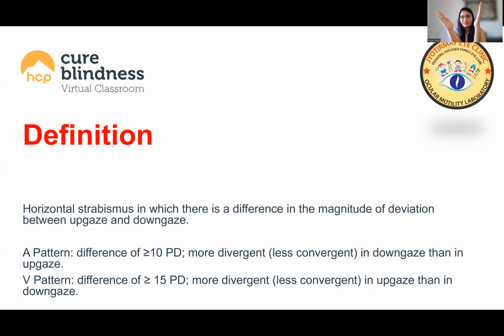So, with V pattern, we are seeing that there is more exotropia on the top or less esotropia on the top. And in A pattern, we are seeing that there is more esotropia on the top or less exotropia on the top. Correct? This is the primary understanding. Why is V pattern given 15 prism diopters in the definition? Because there is a normal convergence which is more inner, which is what we're accounting.